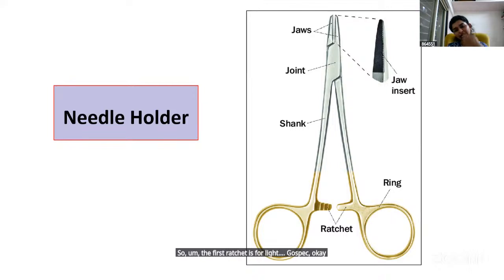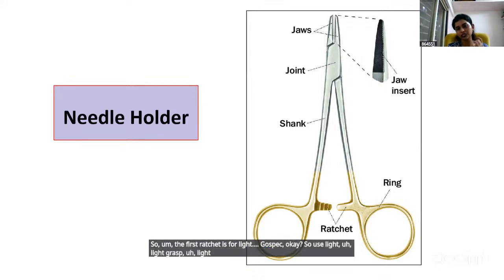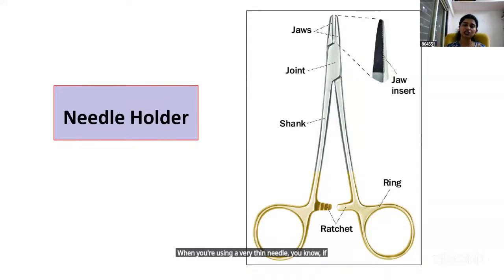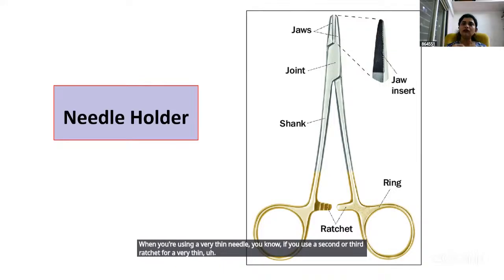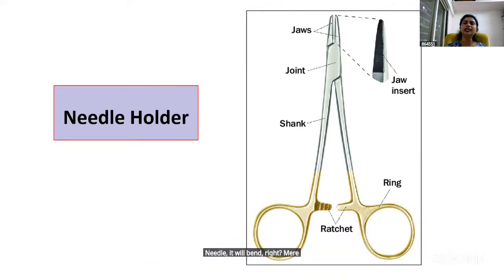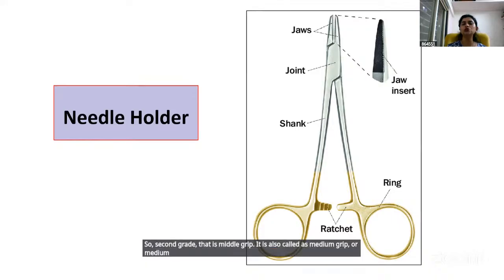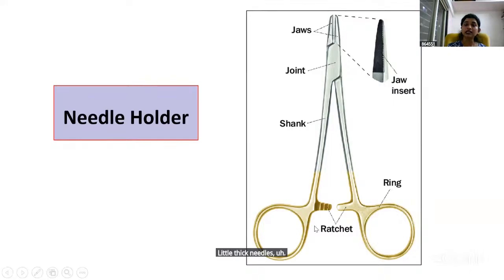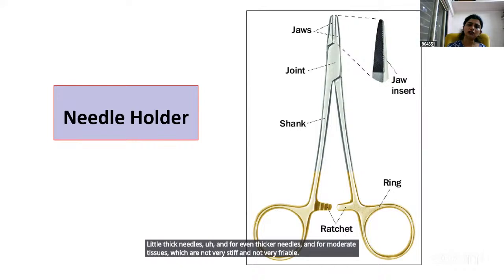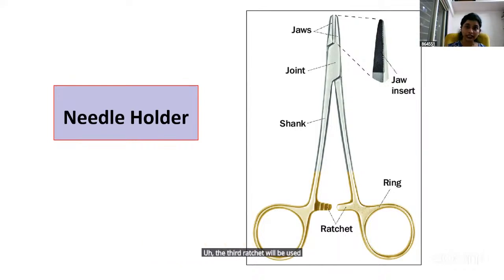Okay. So the first ratchet will be used when you're using a very thin needle. If you use the second or third ratchet for a very thin needle, it will bend, right? Merely holding it will bend the needle. The second grip is the middle grip, also called medium grip or medium grasp. It is used for slightly thicker needles, and for moderate tissues, which are not very stiff and not very friable. The third ratchet will be used for thicker needles and where you need suturing of very thick, stiff tissues, correct?